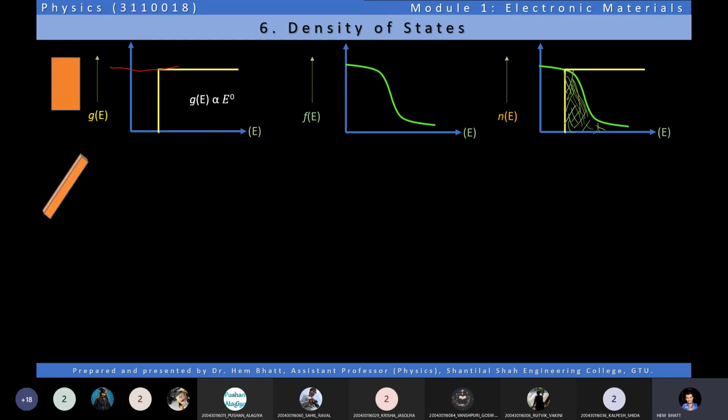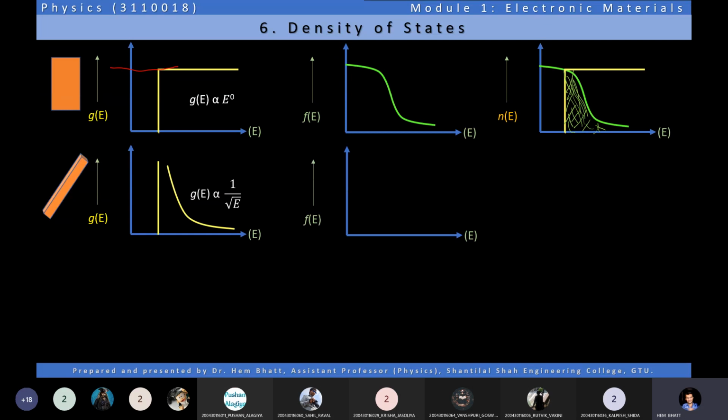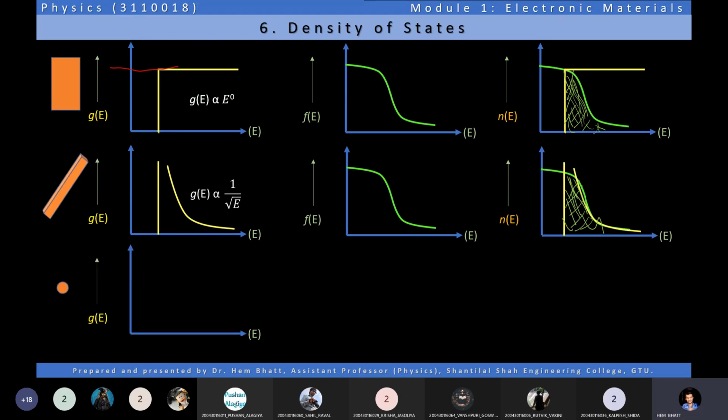If it is 1D, a wire, a very thin body, and you are finding carrier concentration, it will look like this. And if you are talking about quantum dot 0D, this is 0D, last one is 0D. Then G of E is proportional to delta, a constant term, and then the graph will be like this.